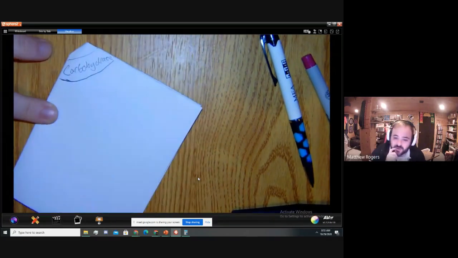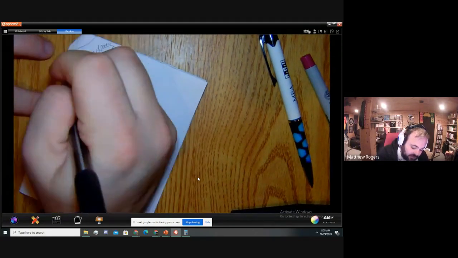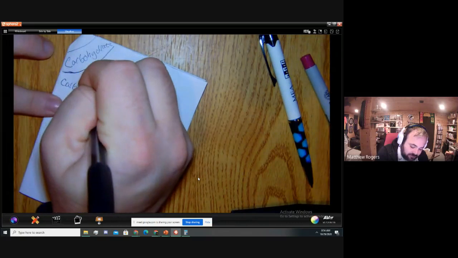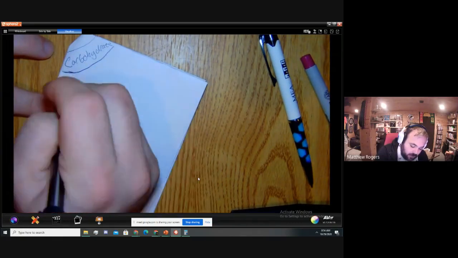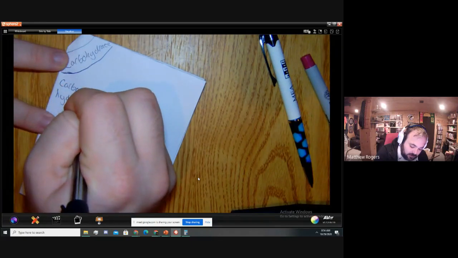So let's go through and add everything we need to make sure that we are good with these notes. First thing is carbo means carbon. Hydrate equals water.